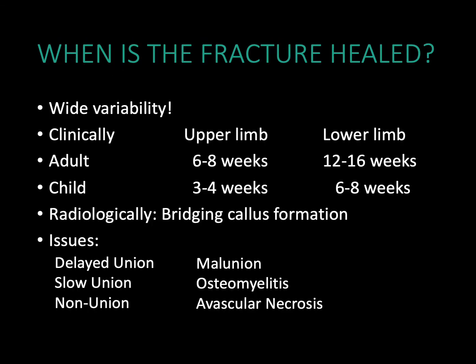So how do we know when it is healed? Clinically, we can look at it that way versus radiologically. Radiological healing means there's a bridging callus formation, and clinical healing is when they're able to start movement, weight bearing, those types of things. For the upper limb, adults usually take 6 to 8 weeks, a child 3 to 4 weeks, whereas a lower limb may take 12 to 16 weeks, and a child 6 to 8 weeks. Like I say, it's very variable, and depends on the status of the patient and how involved the fracture is.